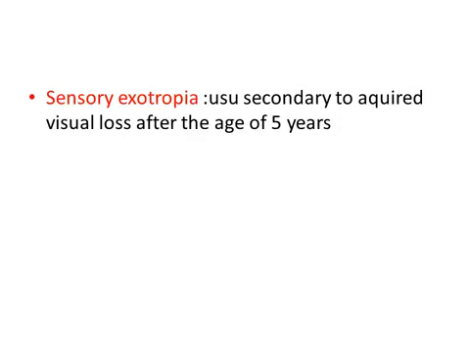Sensory exotropia is usually secondary to acquired visual loss after the age of 5 years, for example, accidents or corneal injuries. These may end with very poor vision, and poor vision after the age of 5 years will cause exotropia.